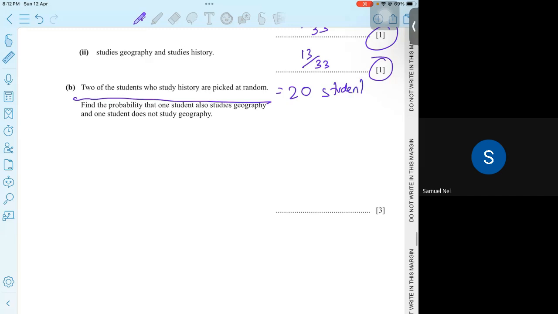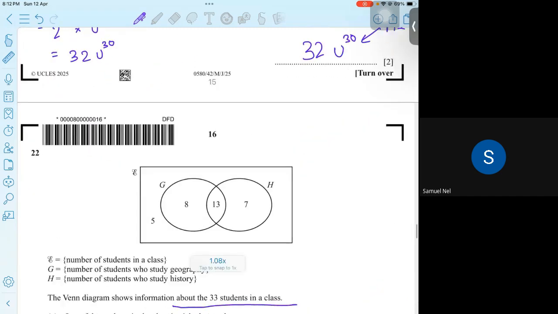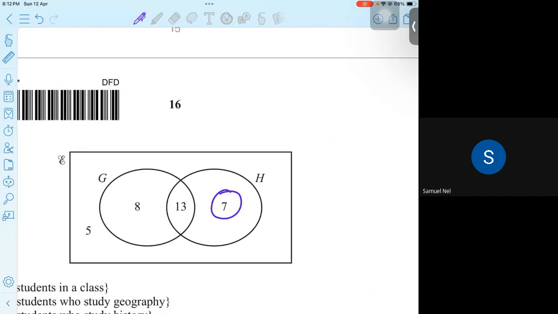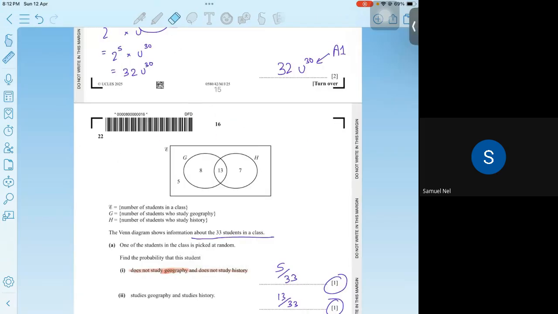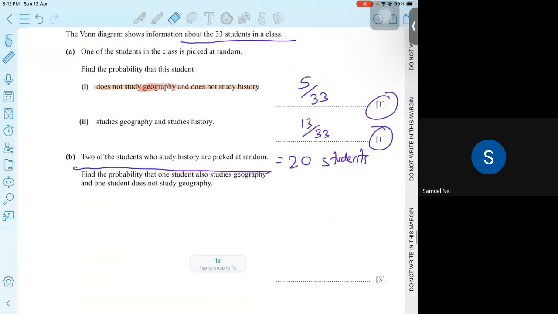A lot of students make an error here. What they think is that they only have to consider these 7 students. That's wrong, because these students might also have geography, but they're also studying history, right? And the experiment says that we're only picking students who study history. So it does not specify whether I'm allowed to have geography or not. That means I'm eligible as long as I have history. So there's that. Find the probability that one student also studies geography and one student does not study geography.